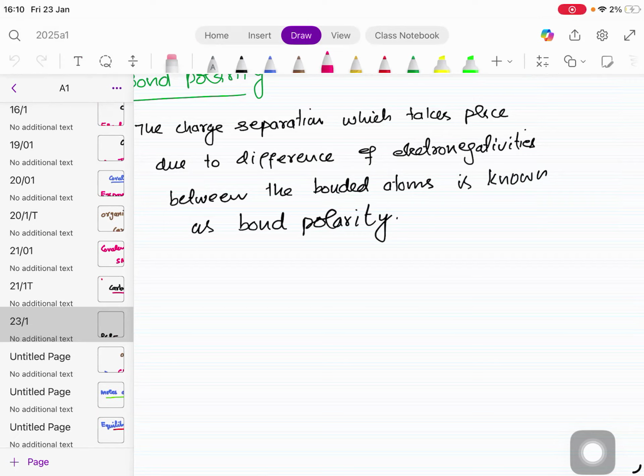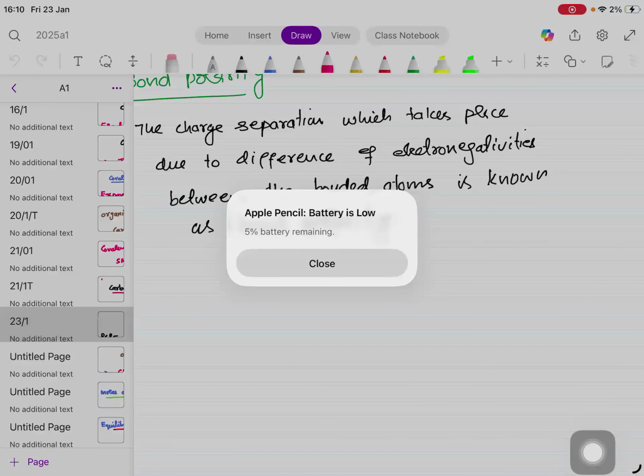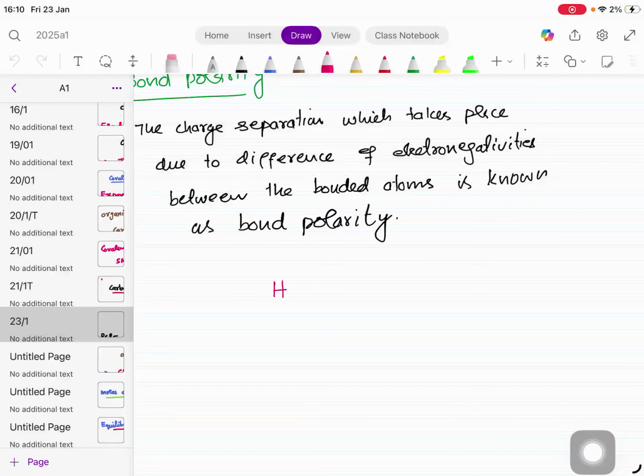Let me draw it. Both these atoms pull the electron pairs towards themselves. This force is known as electronegativity. Both atoms are the same, so the electron pair is going to remain in the center, right? So no charge separation. Okay.